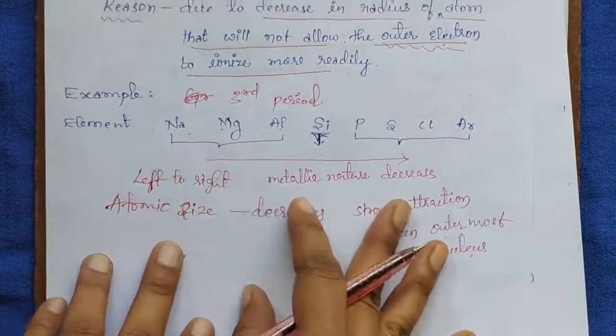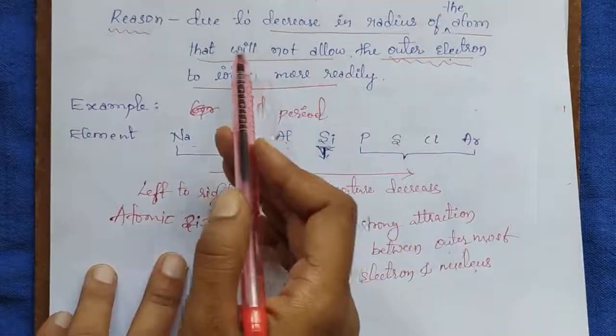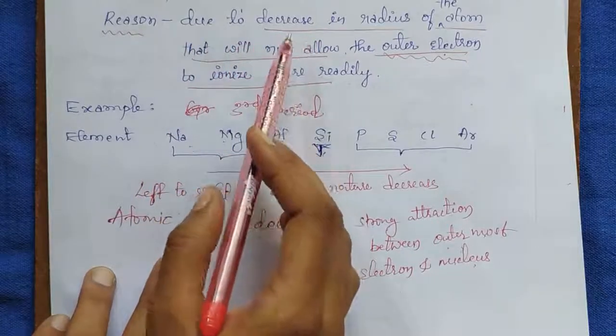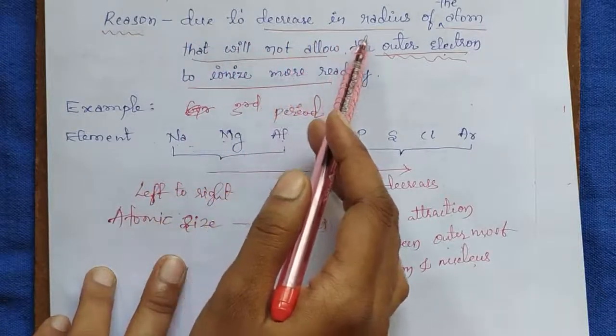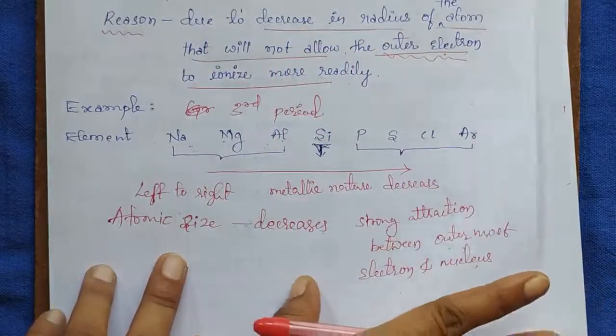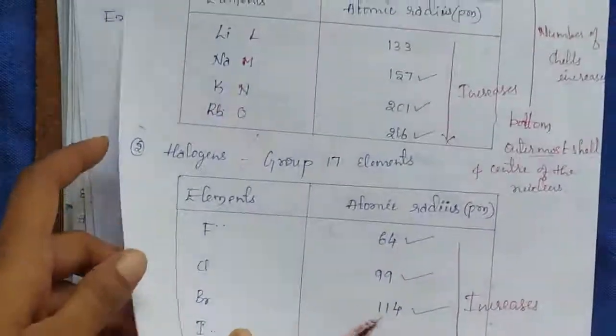The reason for the decrease in the metallic character is that as we move across the period, there is a decrease in the radius of an atom, which will not allow the outermost electron to ionize more readily.